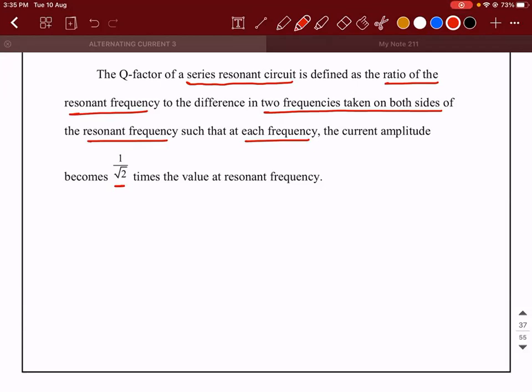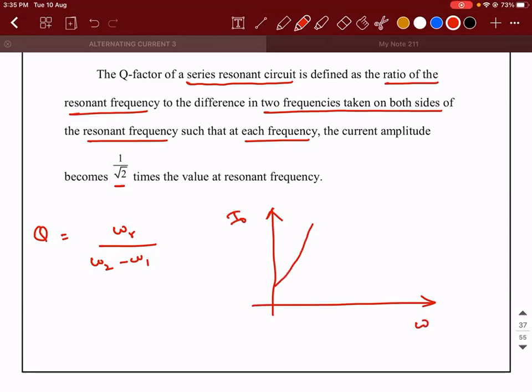So the Q factor of a series resonant circuit is defined as a ratio of the resonant frequency. So Q factor is equal to ratio of whom? Of the resonant frequency divided by the difference in two frequencies which are taken on both sides of the resonant frequency, omega 2 minus omega 1. Means if you plot the graph between I naught and omega, the graph will look something like this.